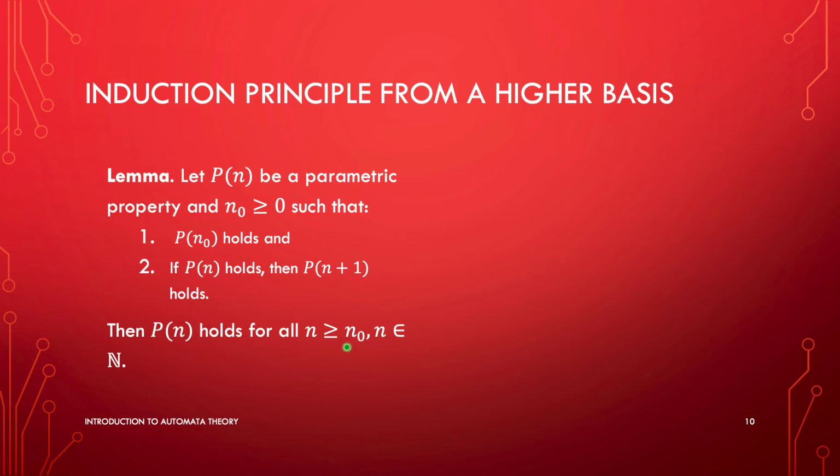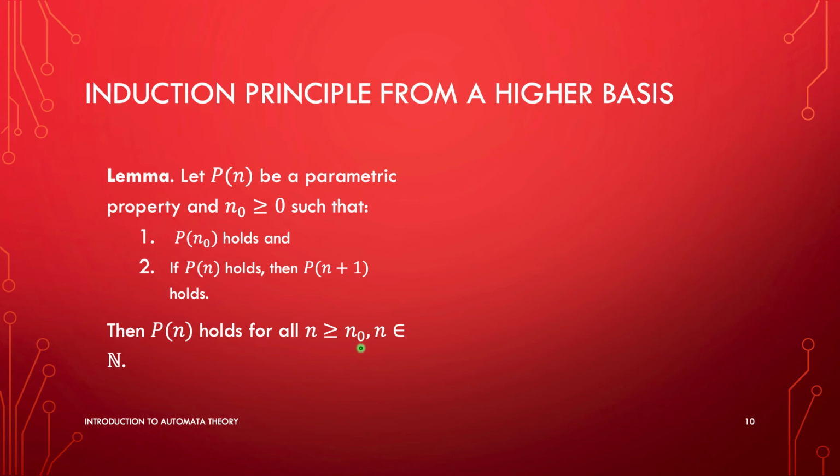It's just a small reformulation of the induction principle, and its form is the following. I have it again in the form of a lemma, a mathematical result, and it says that if you have a parametric property P of n and a constant n0 greater than or equal to 0, such that these two conditions are satisfied. On one hand, P of n0 holds, and on the other hand, whenever P of n holds, then also P of n plus 1 holds. So if your property satisfies these two conditions, then P of n holds for all n starting from n0.